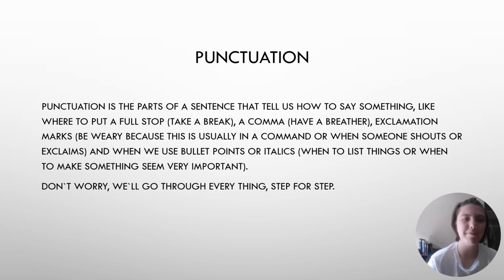Okay, and now we have punctuation. Punctuation is the part of a sentence that tells us how to say something, such as where to put a full stop, where a comma comes. So a full stop is when you need to take a break. A comma is where you take a breather in a sentence. Exclamation marks is where we have to be wary if we use this, because this is often used in a command or when someone shouts or exclaims or warns us about something.